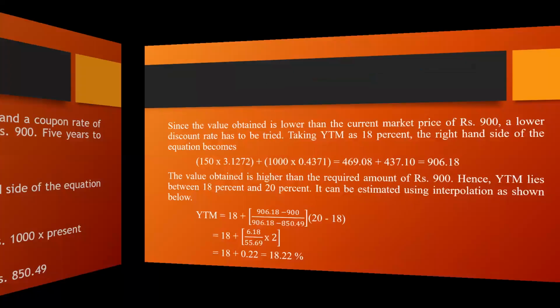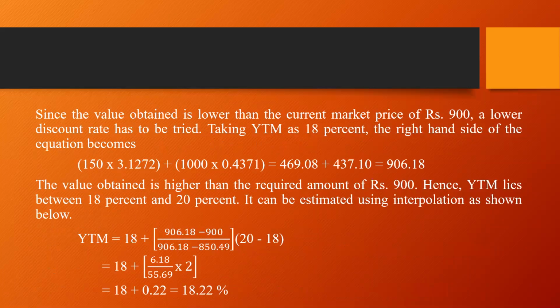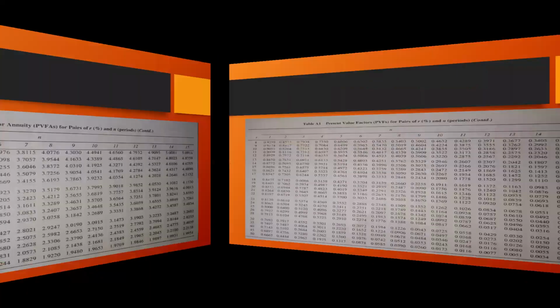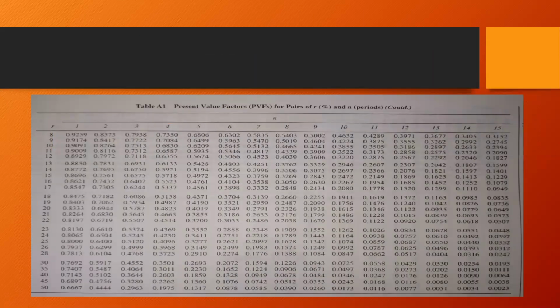So we are going to take a lesser interest rate. 20% is seen to be too high, so I'm going to go for a lesser interest rate. We're going to assume 18%. What if the YTM is 18%? Will I get 900 as the answer? See, again 150 into the present value annuity factor for 5 years at 18%. 18% is a new rate. 5 years remains the same. So for 5 years at 18%, the value is 3.12. So that is what is taken here also, 3.12.